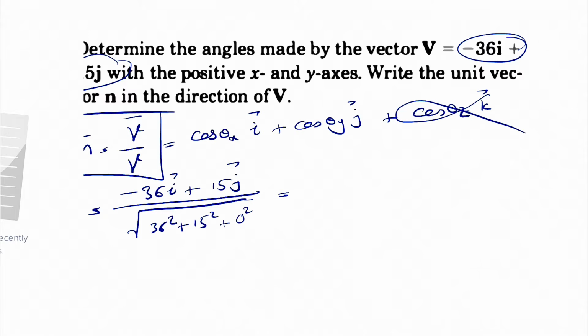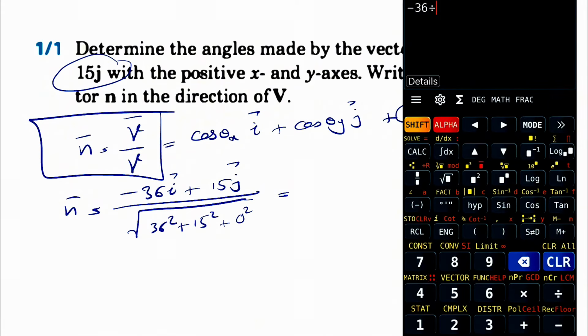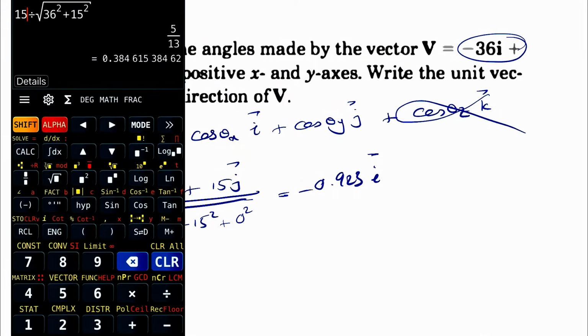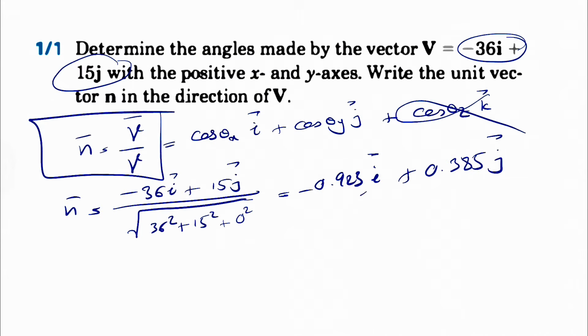So for i, we're gonna have minus 36 divided by square root of 36 squared plus 15 squared. So that's going to be minus 0.923. That's our i component. And for j, basically have the same thing. We just have 15 instead of minus 36. So this is going to give us plus 0.385j.